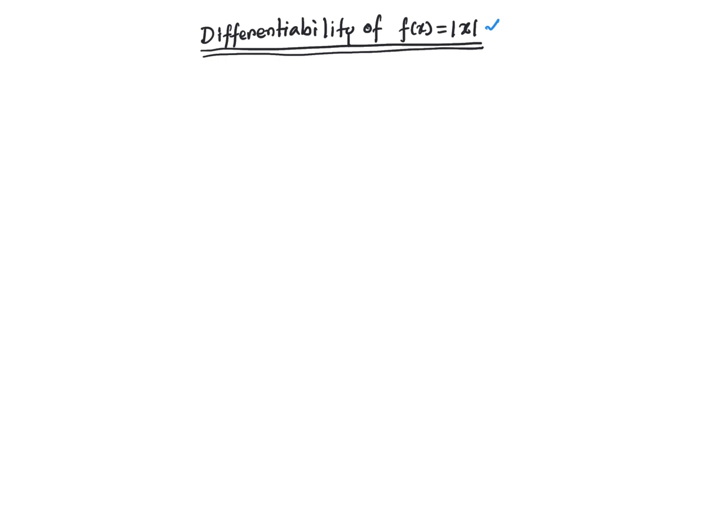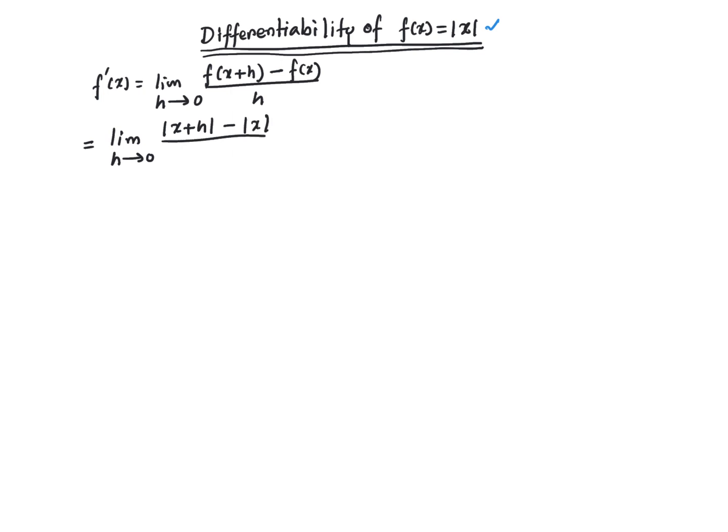We know that f prime of x is equal to the limit as h approaches 0 of f(x plus h) minus f(x), divided by h. If this limit exists, then we say the function is differentiable. So let's see the behavior of this function: it's going to be the limit as h approaches 0 of absolute value of x plus h minus absolute value of x, all of it divided by h.